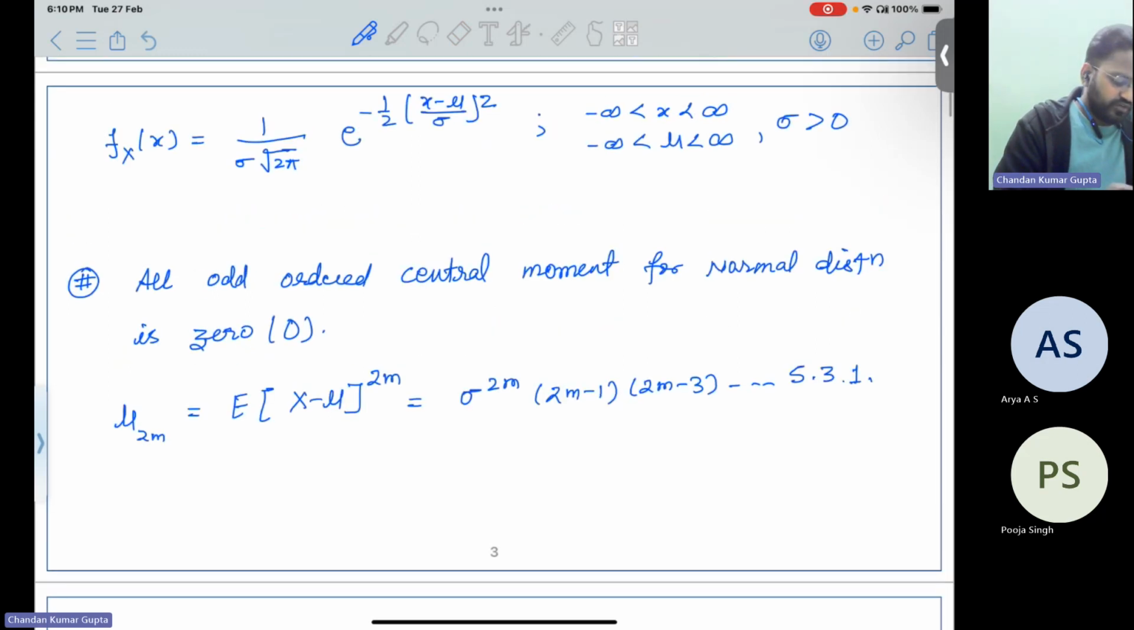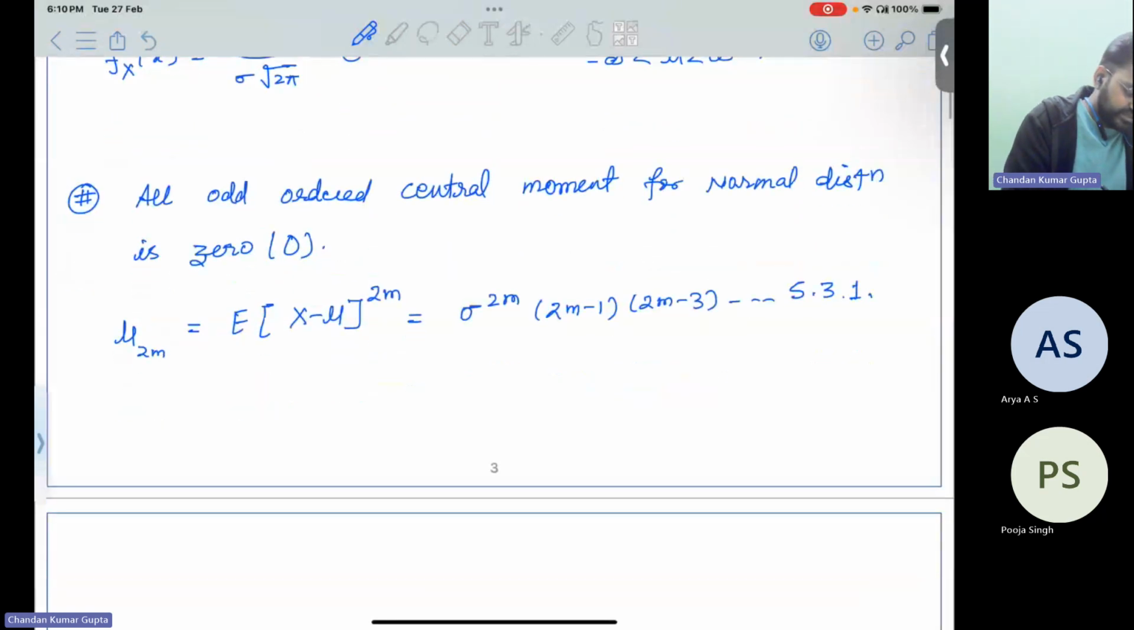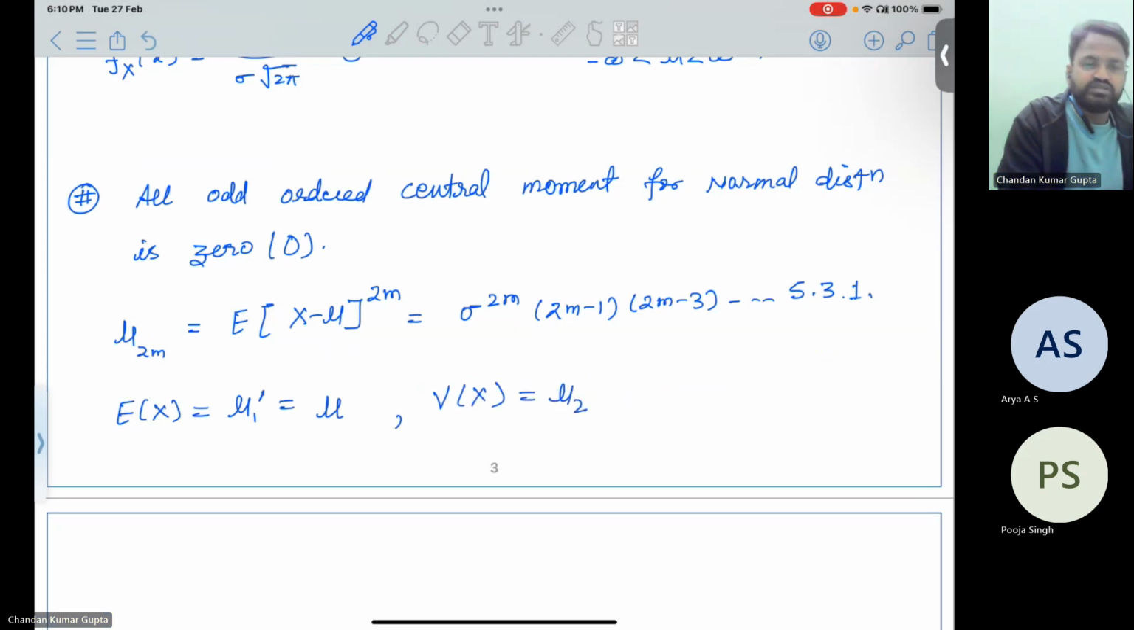So for the normal distribution, the mean, the expectation of x, is mu. It's not mu1 central; the mean is the non-central moment, mu1 dash. Okay, this is actually mu, and when we talk about the variance, it is the second order central moment.